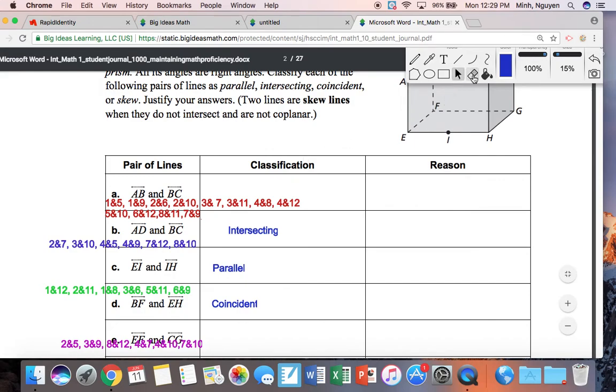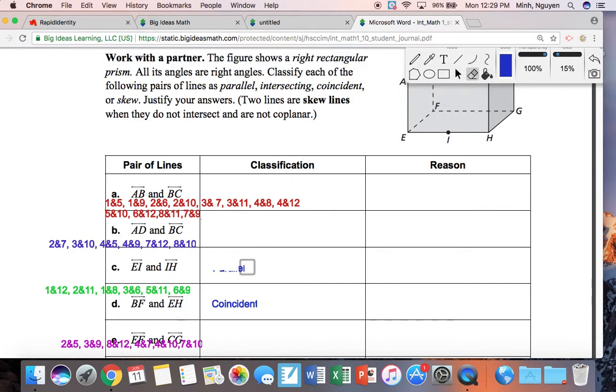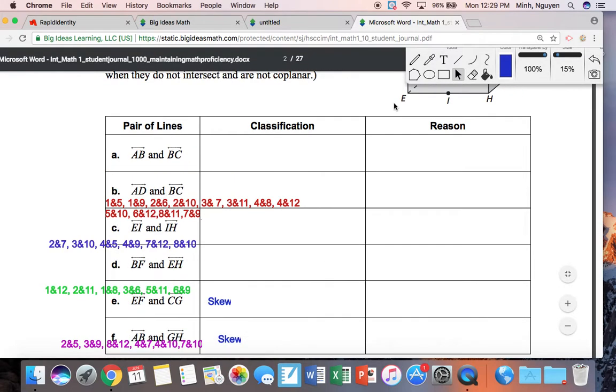I know all this looks like a jumble right now, and I do apologize, but I just did not want to write all that later. It would just be a waste of time. BF and EH are skew. EF and CG are also skew. They do not touch and they are not on the same plane.